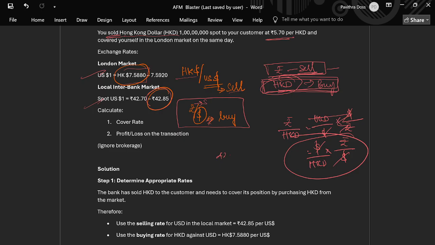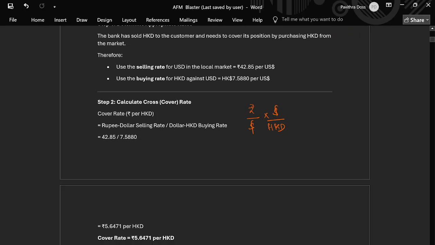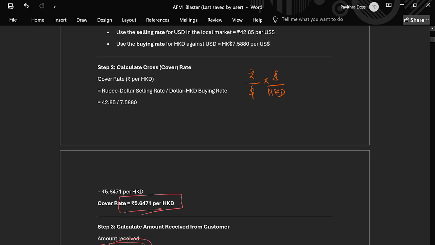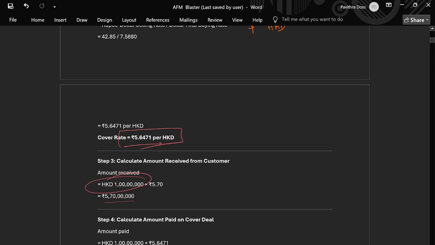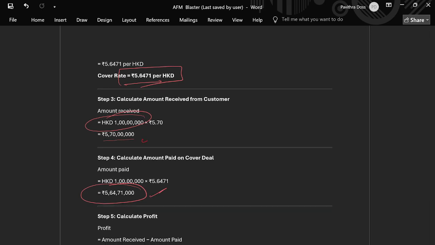So which means we'll have 42.85 divided by 7.5880. So what do we get? 42.85 divided by 7.5880. So it comes to 5.6471 per Hong Kong dollar. So this is what we will have to pay to cover ourselves. So which means we would have paid how much rupees? 5 crore 64 lakh and 71,000. So we are paying so much, we are receiving so much.